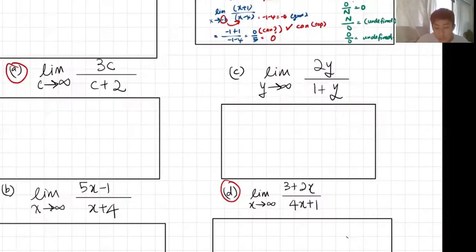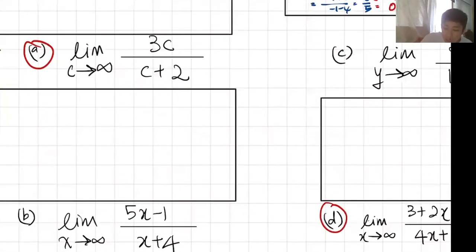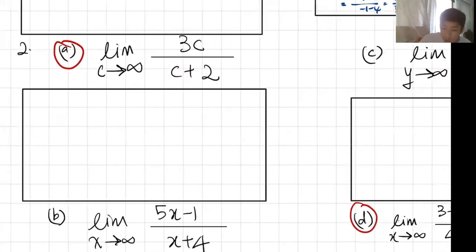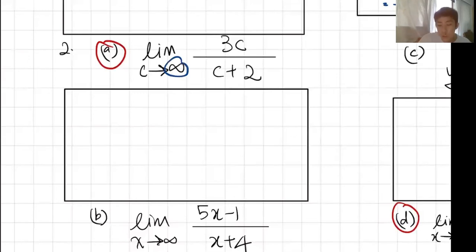Why question 2? Because it's a different kind of question. Now the limit is approaching infinity, if you realize. Wait, let me change back the colors first. Because now it's approaching infinity, as I told you just now, the second kind of question, if it approaches infinity, you have to divide off the term with the highest power. What is the unknown you can see in this thing? C, right? What is the highest power? This is C power 1, this is C power 1. So the highest power is 1.